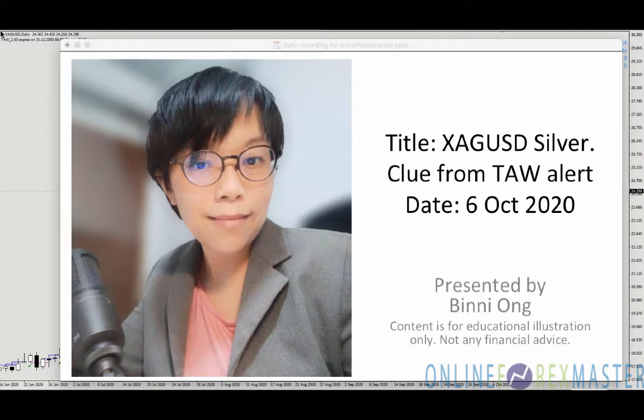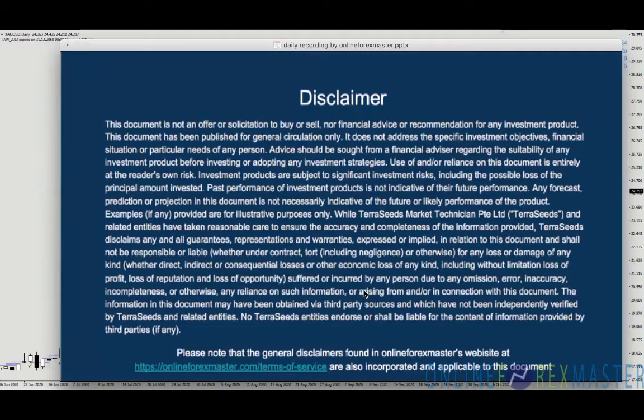So what I do is that every morning when I'm free, I just browse through the alerts and then browse the chart. Silver came in a little bit more interesting, that's why I'm going to talk about it. So let's take a look at the disclaimer before I proceed with the recording.